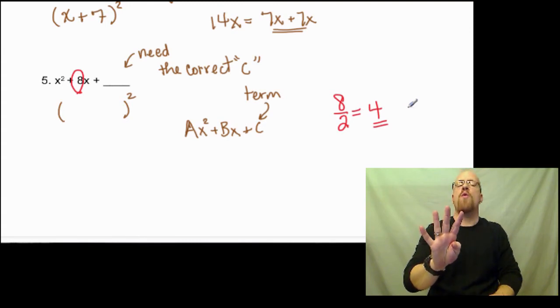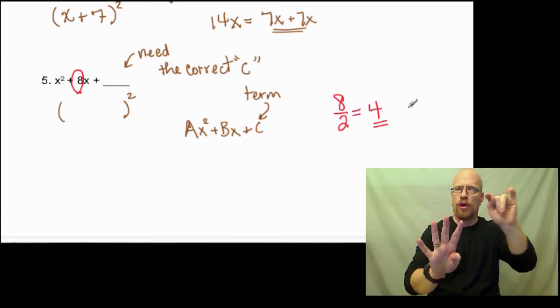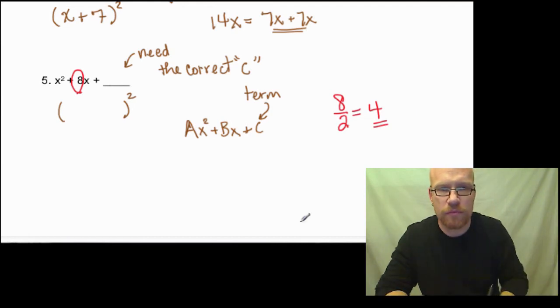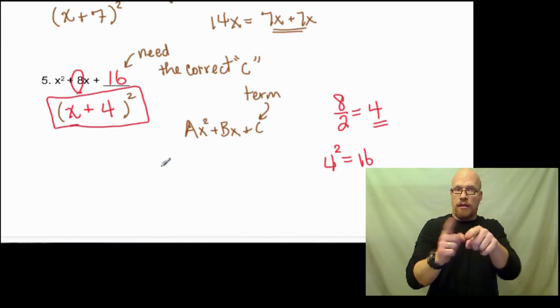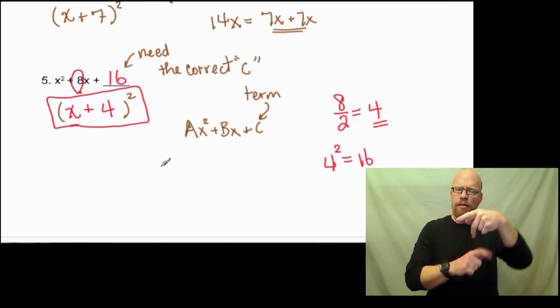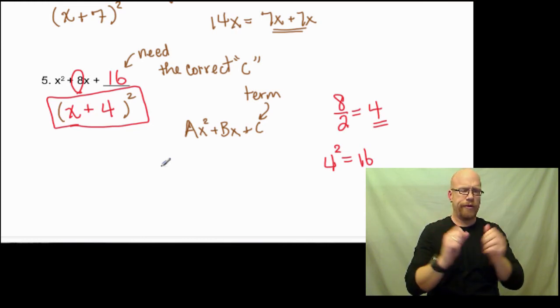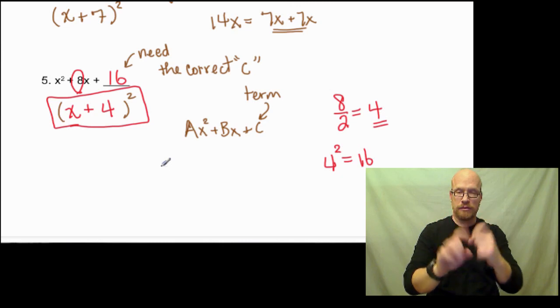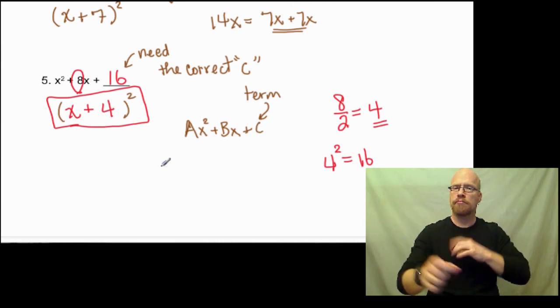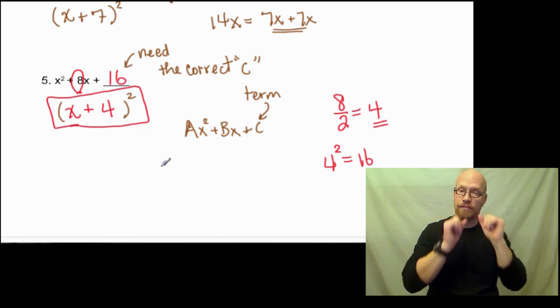So that's that 4. We're going to square it now. The final answer for that problem: if you follow the pattern, x and 4, x squared and then 4x, you double it, it's 8x, that fits, and 4 squared is 16. This is a perfect square. Okay, this is done for now, and next vlog we'll do more.